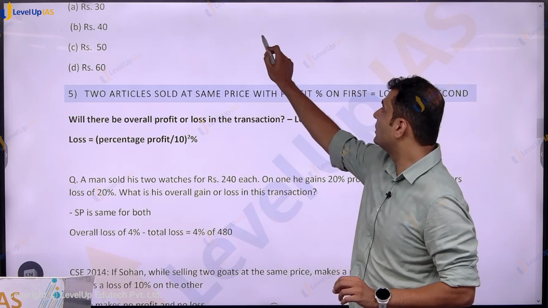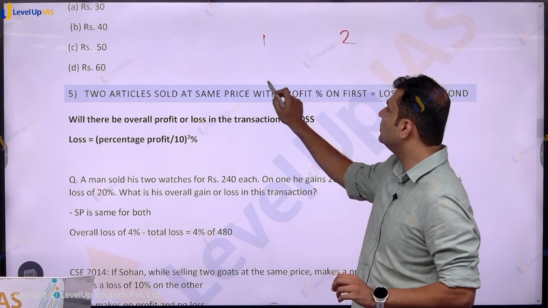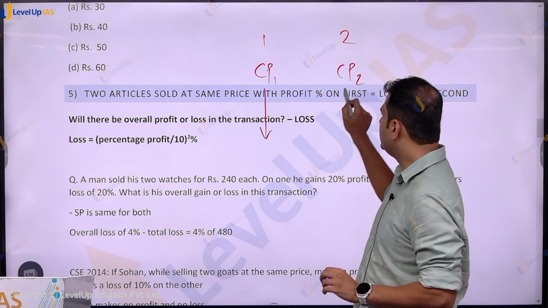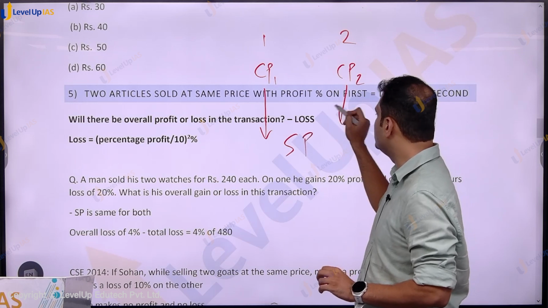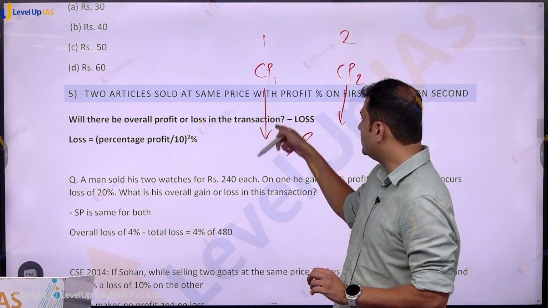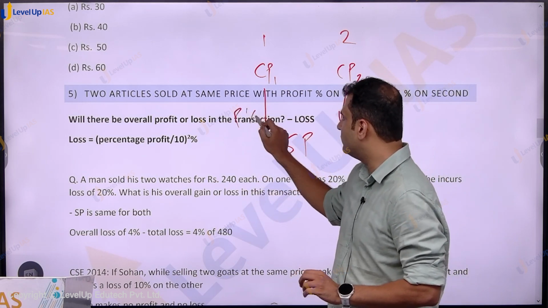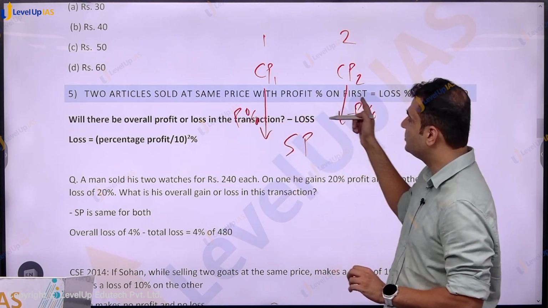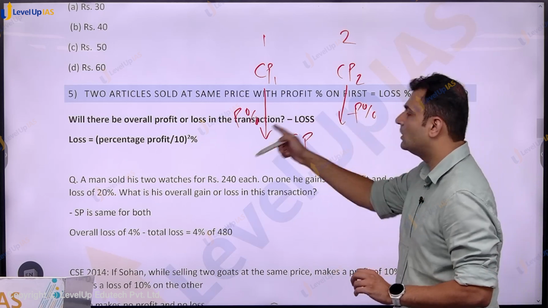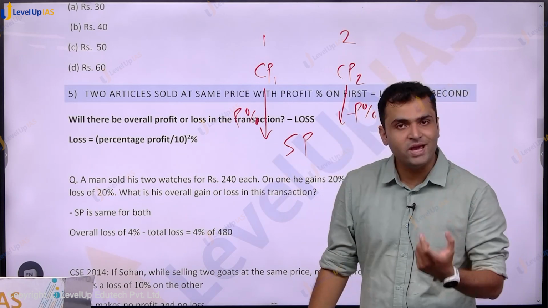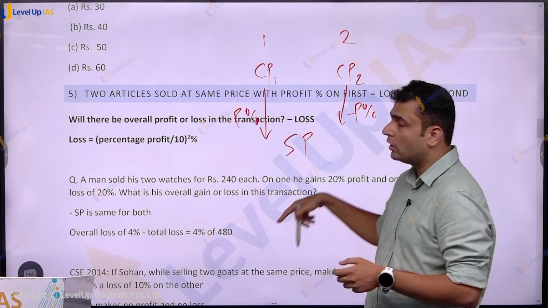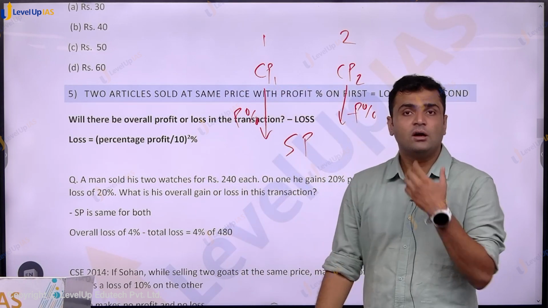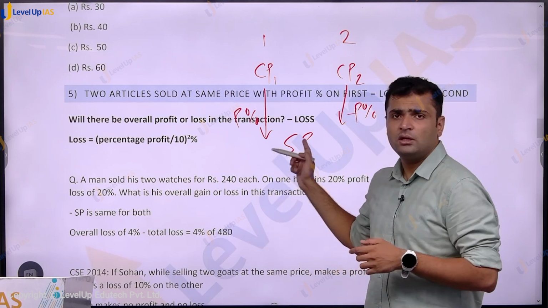There is article number 1 and article number 2. Article number 1 has some cost price, article number 2 has some cost price, and they are being sold at the same selling price such that the profit on this, let us say P% profit, is the same as this P% loss. Profit on this is the same as loss on this, but this does not cancel out because of differences of base. In this overall transaction, the total cost price for the shopkeeper is CP1 plus CP2, and the total selling price for the shopkeeper is 2 times selling price.